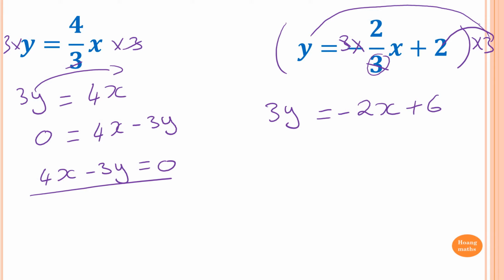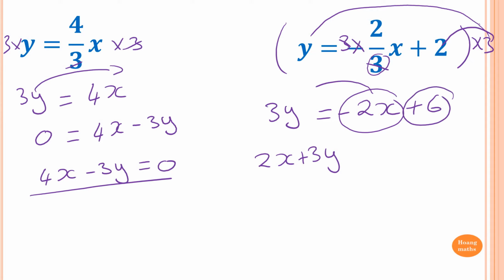See? Now, I just move this on this side, so it becomes 2x plus 3y, and the 6 is moved on this side, becomes minus 6, and then equal to 0. That's it in the general form.